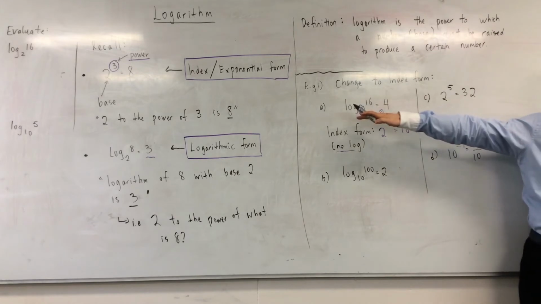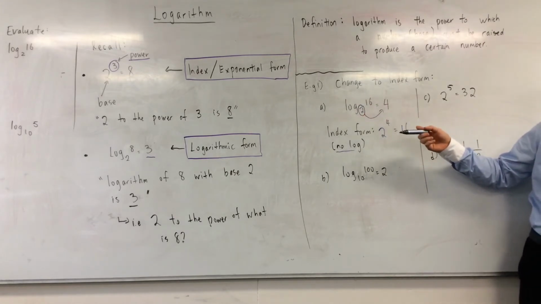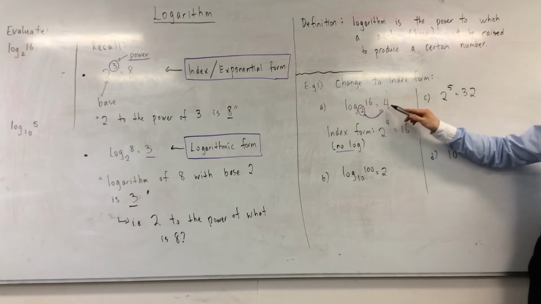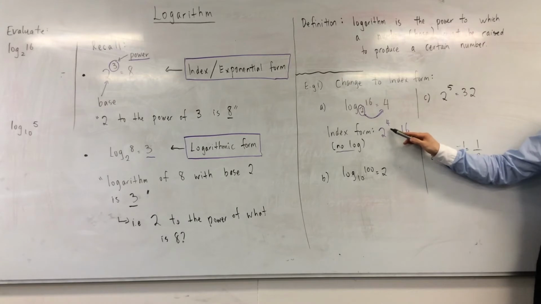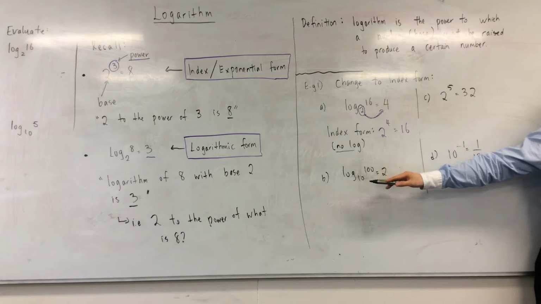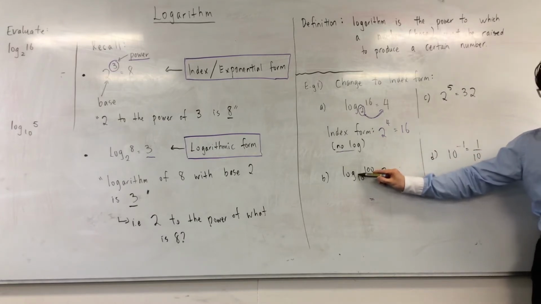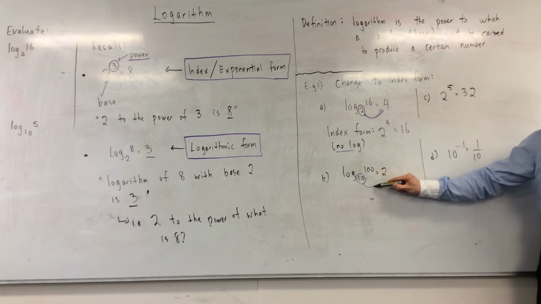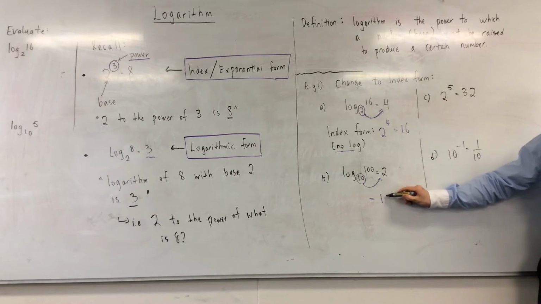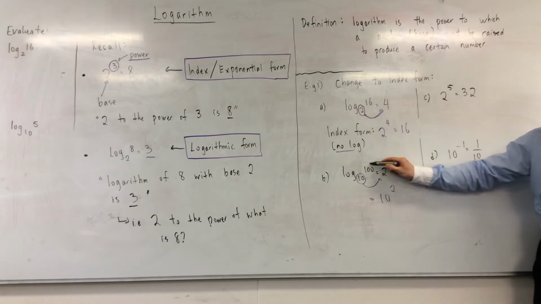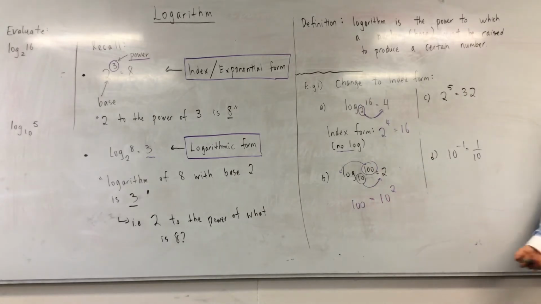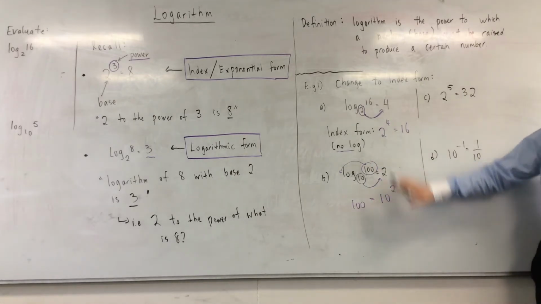If they give you a log form and you want to change it to index form, the way I like to think of it is to get the answer straight away: get that bottom number and just raise it to the number on the other side. Does that make sense? Same thing here. If I have this logarithmic form and I want it in index form, you get that number and raise it to the number on the other side. So this becomes 10, and the 2 goes up as the power, which is equal to 100. 100 is equal to 10 to the power of 2. That makes sense, yeah? That's right. So that's how you change it.